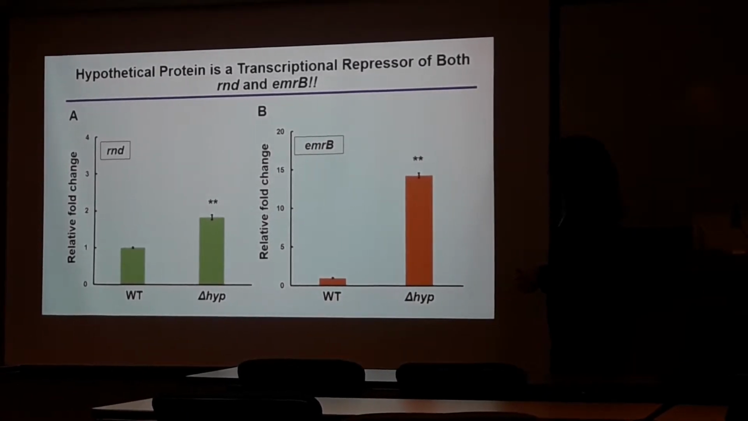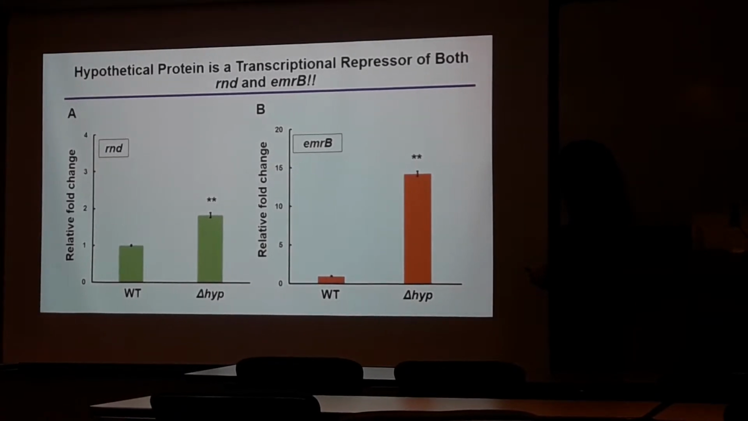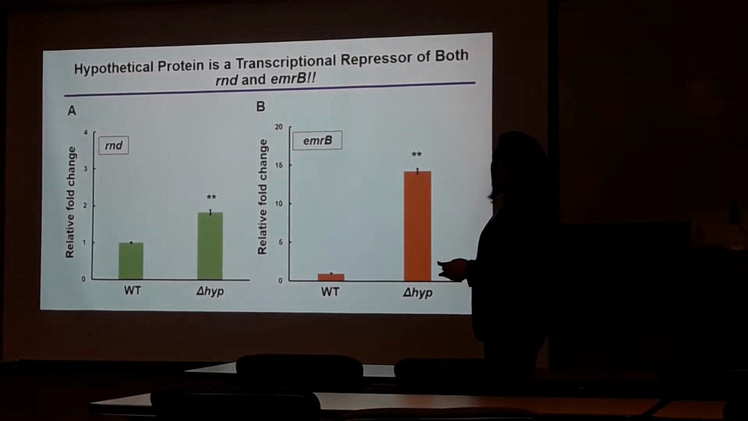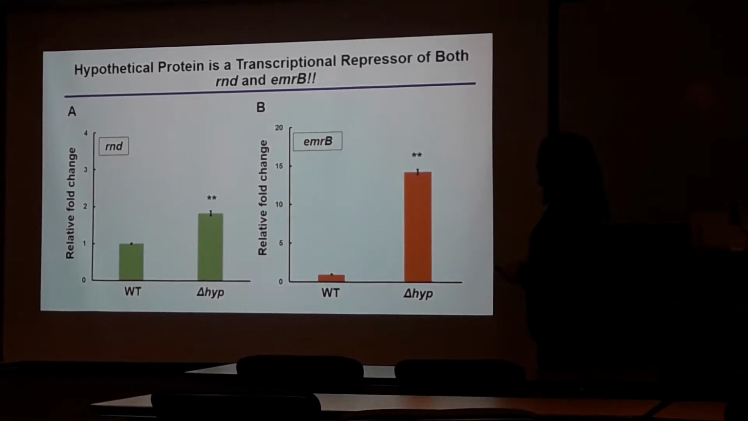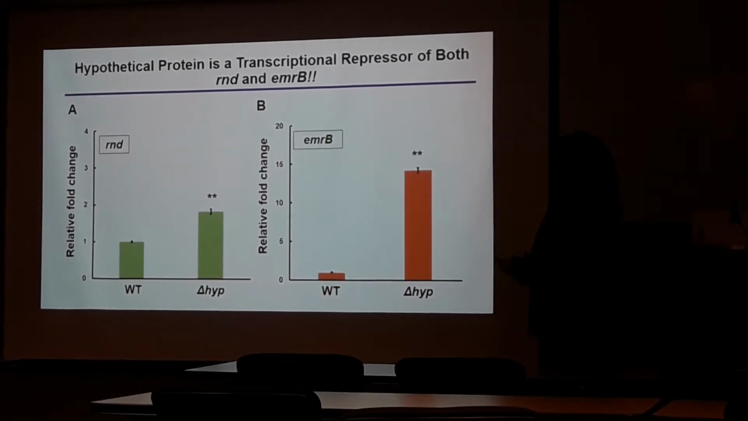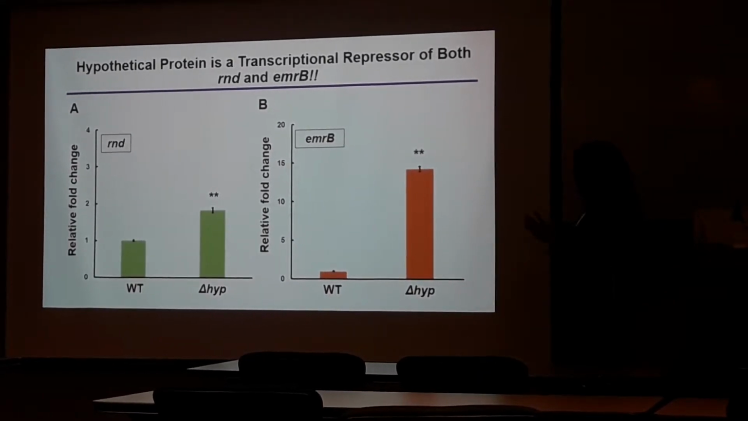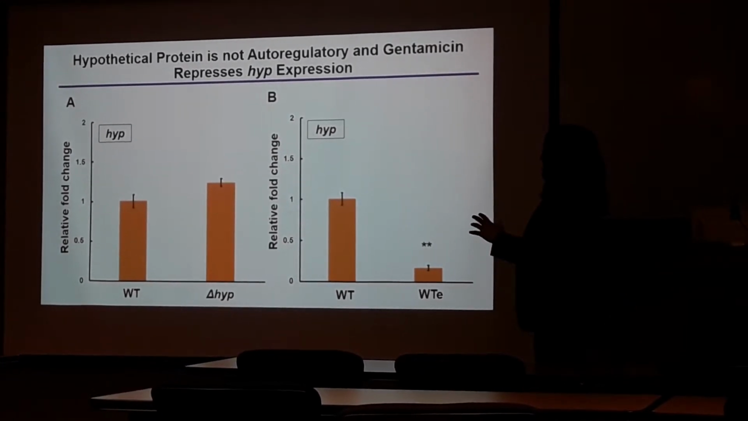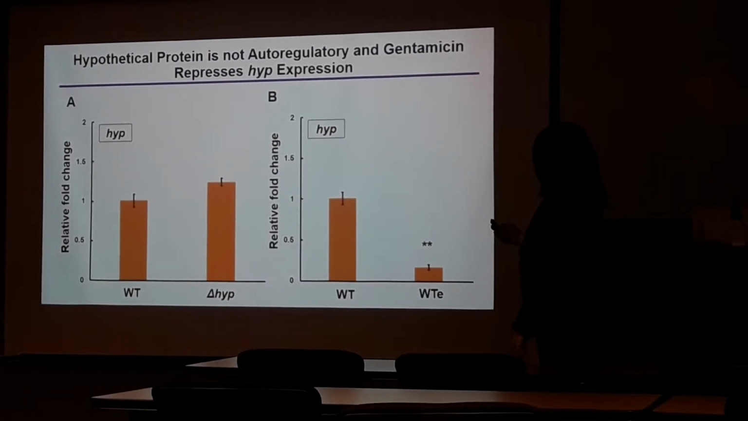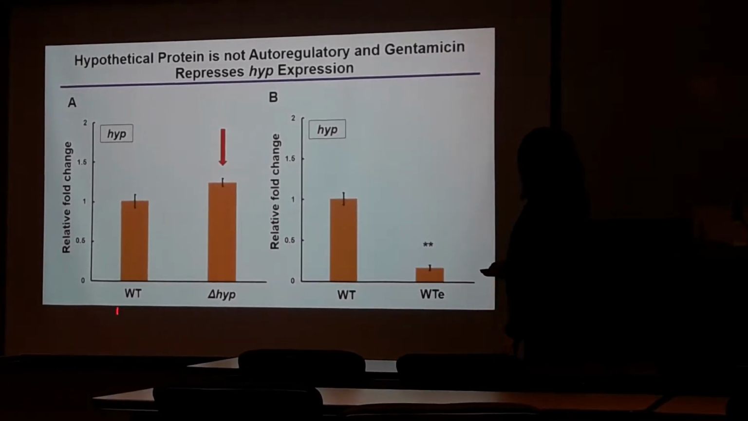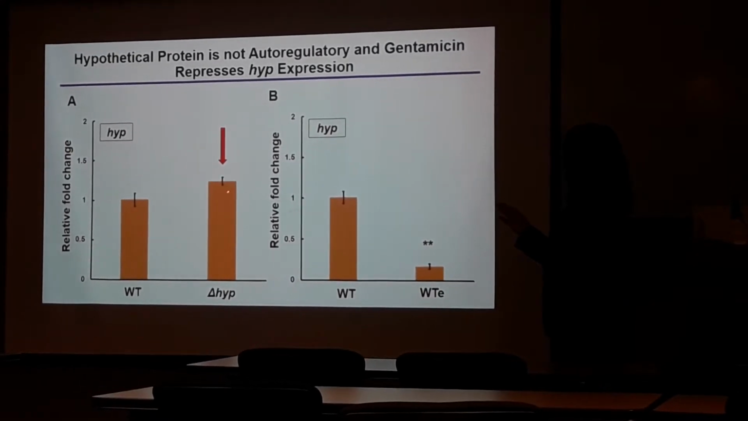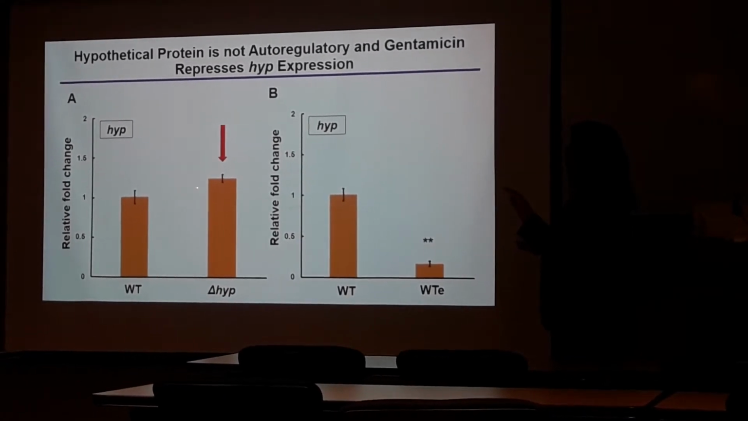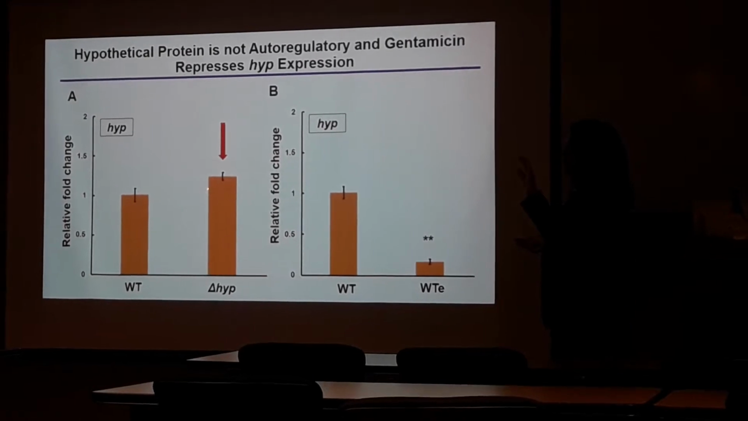So we discovered that this is actually a transcription factor. And there is no known protein family for this hypothetical protein, so it could belong to a novel protein family. So we need to look into that too. Now we're interested in this HIP gene, which encodes a transcription factor. We wanted to see whether HIP is autoregulatory or not. So we measured HIP expression in delta HIP, and in comparison to wild type, there is no significant change in HIP expression. So that means that HIP is not autoregulatory.